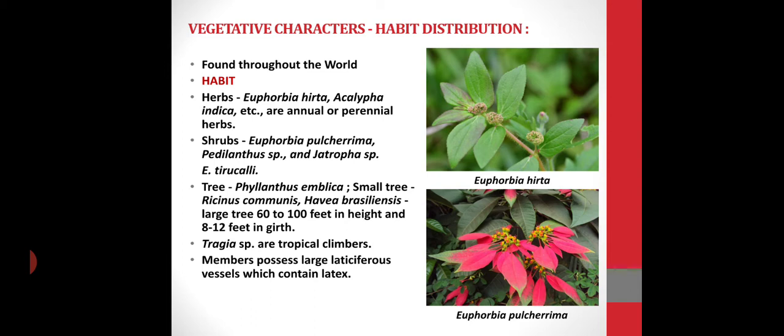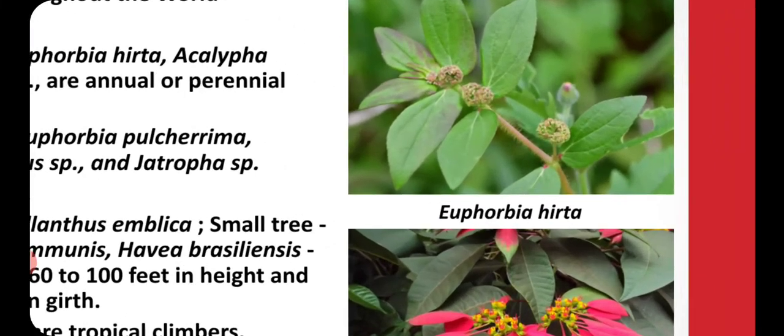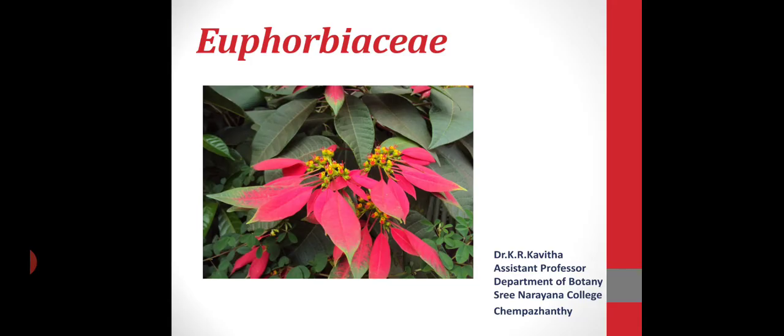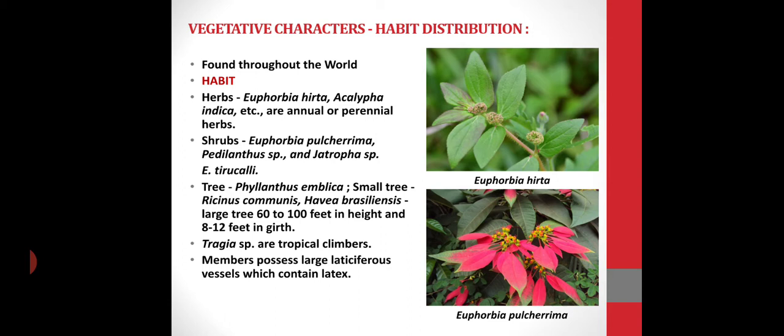Among the herbs, for example, Euphorbia hirta, a practical specimen; the photograph is a close-up. It is actually a very small roadside plant, and in our Trivandrum area it is plentiful near any highways, where we can see Euphorbiaceae in bunches. Then Acalypha indica, in Malayalam Poochaval, with a perfect catkin type of inflorescence. They are annual or sometimes perennial herbs.